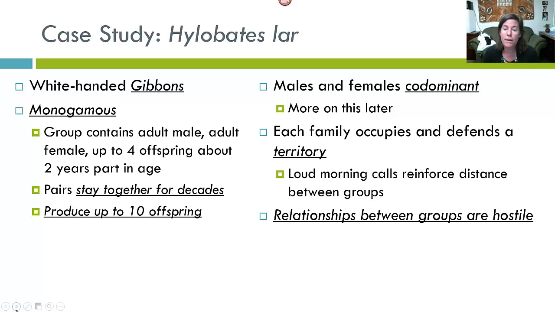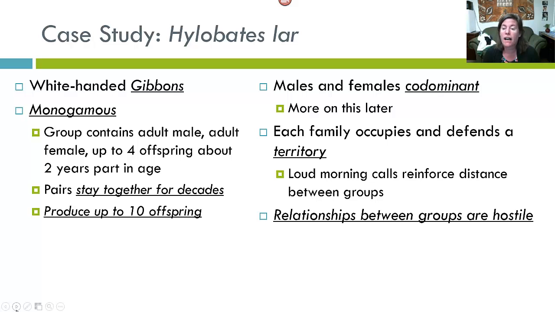The males and females are what we say co-dominant. That is, males and females are equally dominant. These pairs stay together for long periods of time. They are known to stay together for decades. They produce as many as 10 offspring together.